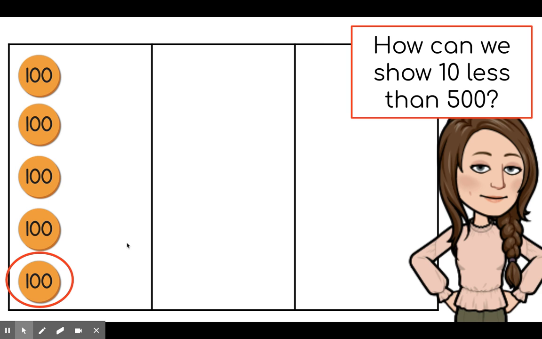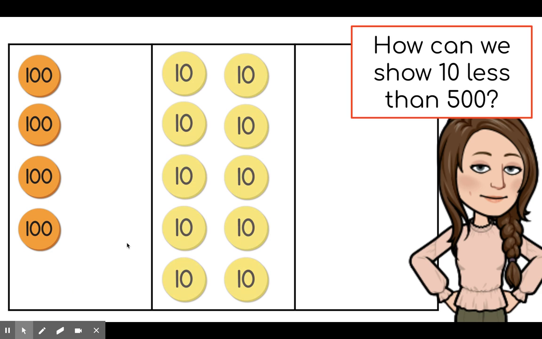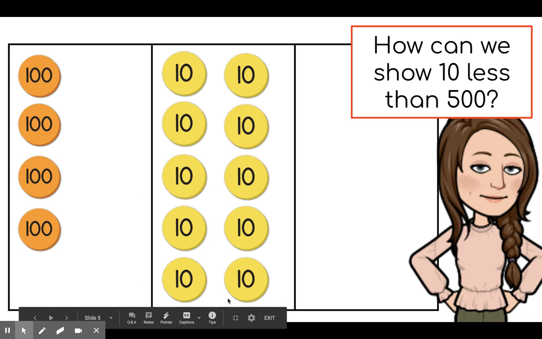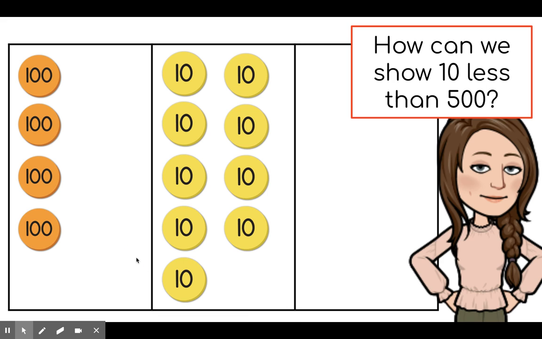Let's trade out one of our 100 place value discs for 10 tens. Now, I want to remind you we still have the same value. We're still modeling 500. 100, 200, 300, 400, 10 groups of 10, 500. Now can we show 10 less? Yes, we can. Cross out one of those 10s and say goodbye. This is 10 less than 500. 490. 490 is 10 less than 500.